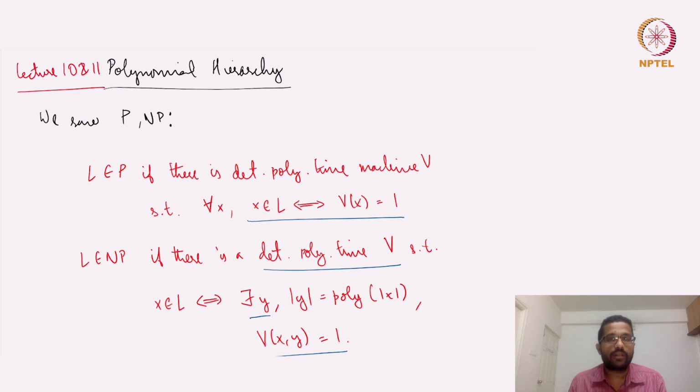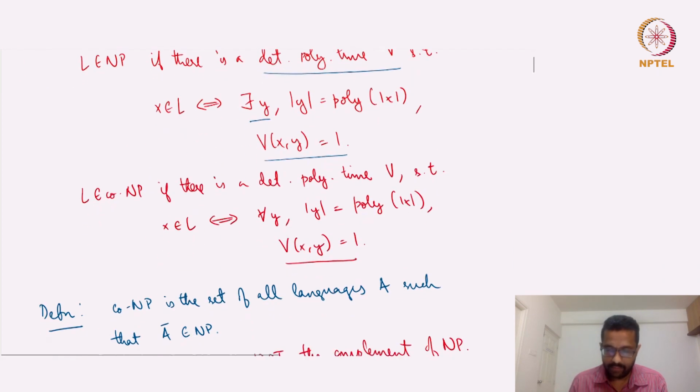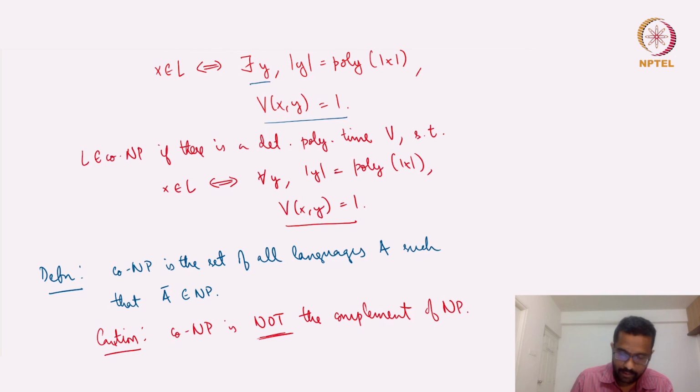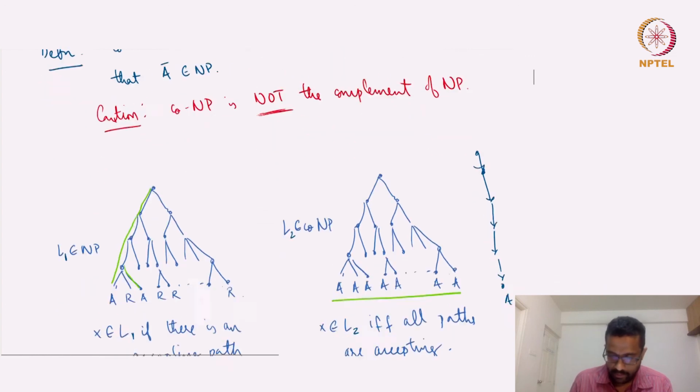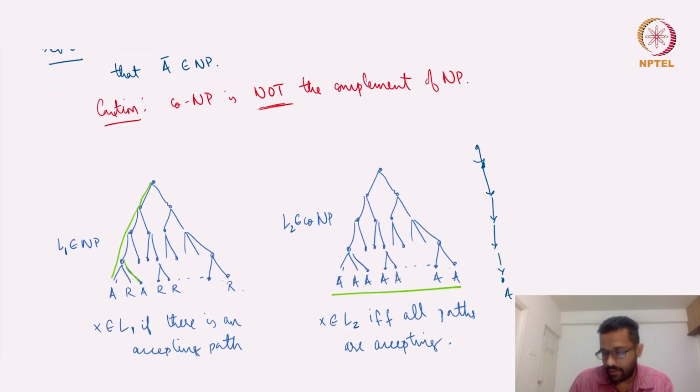So we defined co-NP, which is the class of all languages whose complement are in NP. Once again, it is not the complement of the class NP itself. It is the class of all languages whose complement are in NP. We saw the verifier based characterization. A language L is in co-NP if for all the certificates that you take, the verifier should be able to verify that X is in the language, like all certificates lead to accept. In the computation tree form, all the computation paths lead to accept.